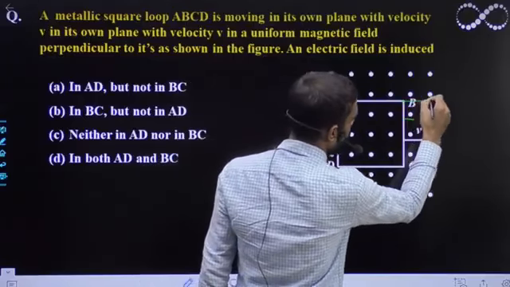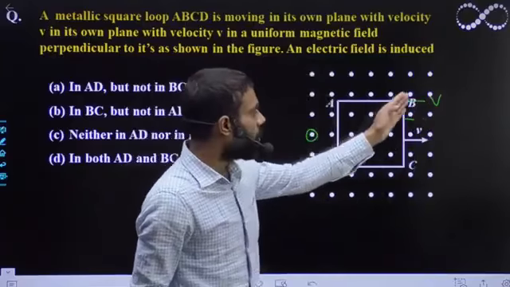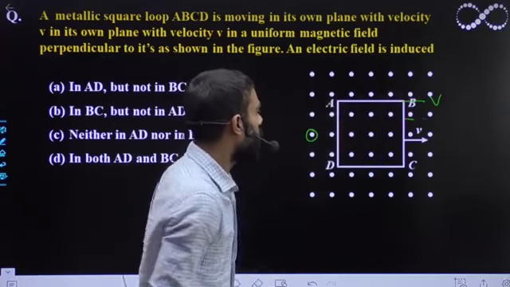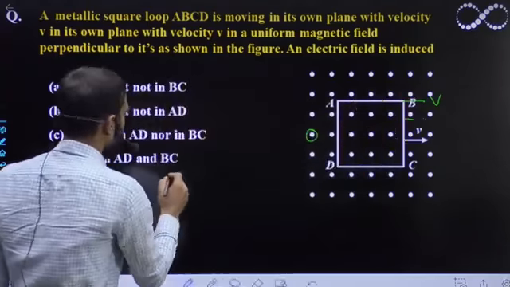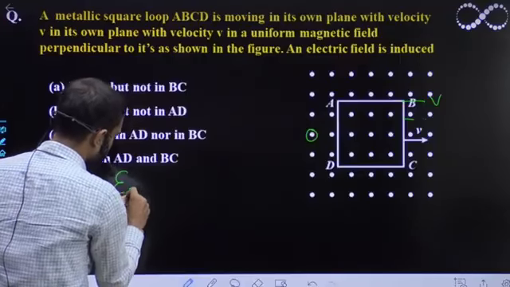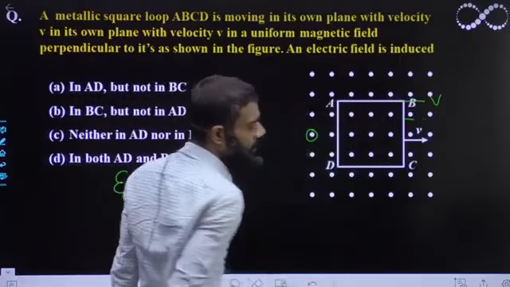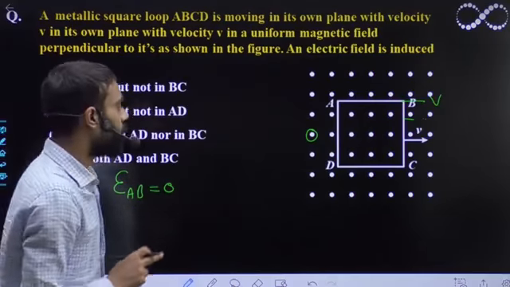जो है राइटवर्ड डायरेक्शन में है और लेंथ भी इसकी राइटवर्ड डायरेक्शन में है, तो लेंथ और वेलोसिटी इसकी परपेंडिकुलर नहीं है, तो AB के अक्रॉस कुछ भी EMF नहीं आएगा. So I can say here the EMF across AB will be zero because the length and velocity are in the same direction. It has to be perpendicular if you want to get the motional EMF.